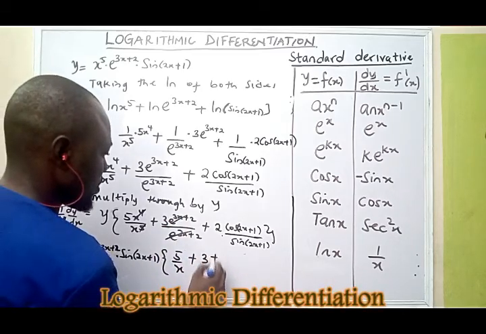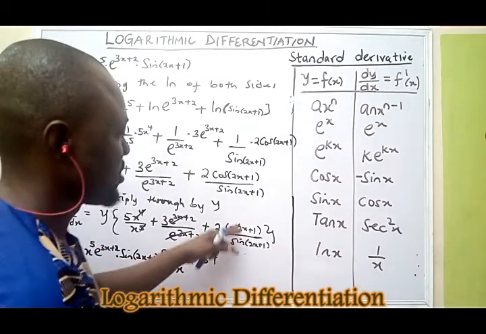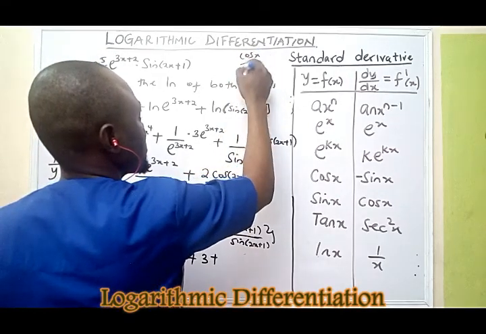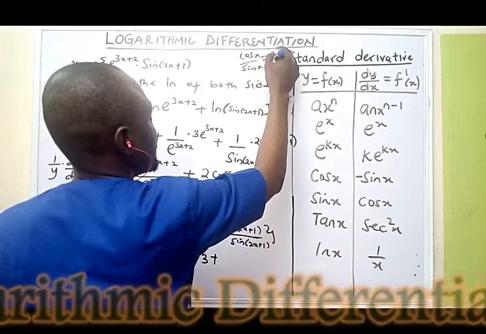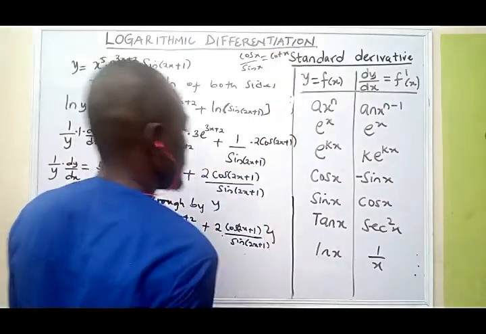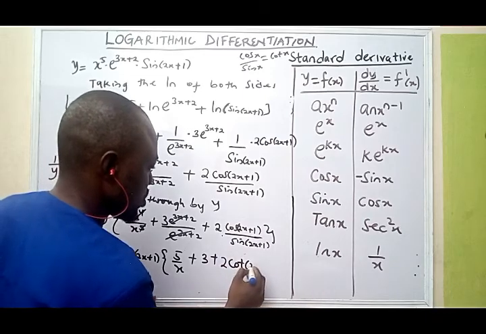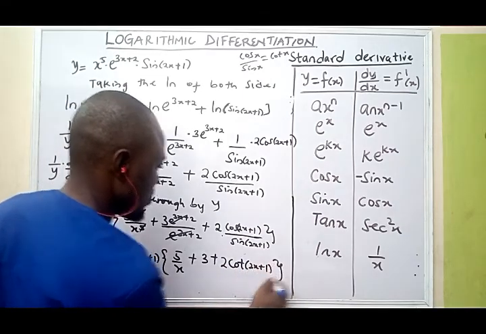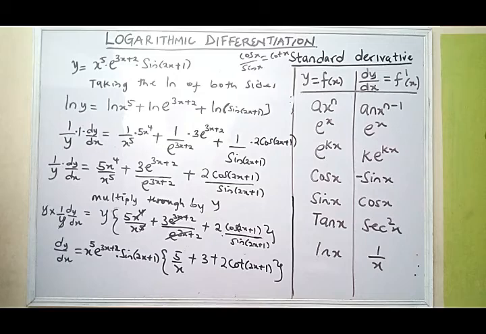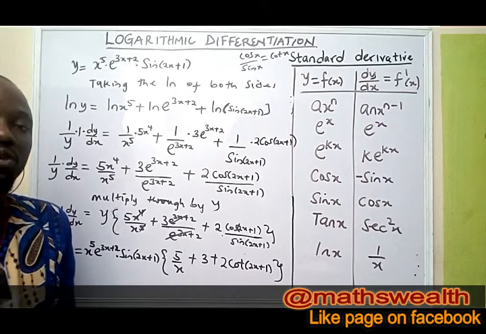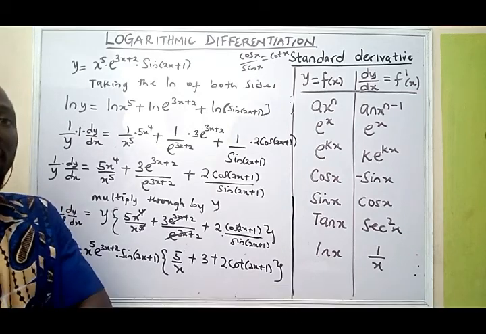I have 3 plus. Now if you look at this, cos x over sine x gives me cot x. So for this, I'm going to get 2 cot of 2x plus 1. So this is my final answer. That's how to solve a problem on logarithmic differentiation when you have more than two functions as a product.